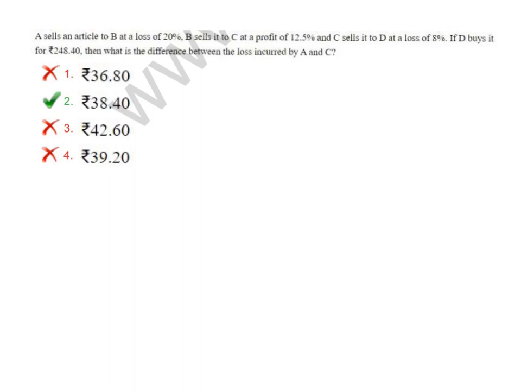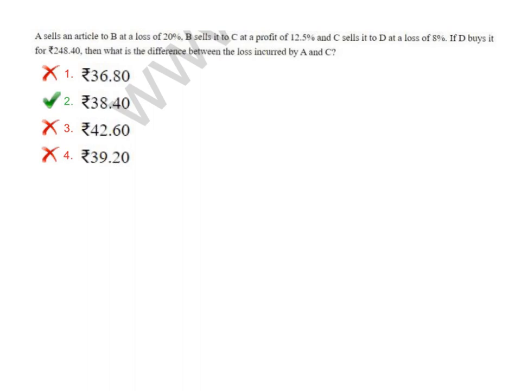A sells an article to B at a loss of 20%, B sells it to C at a profit of 12.5%, and C sells it to D at a loss of 8%. If D buys it for 248.40, then what is the difference between the loss incurred by A and C?